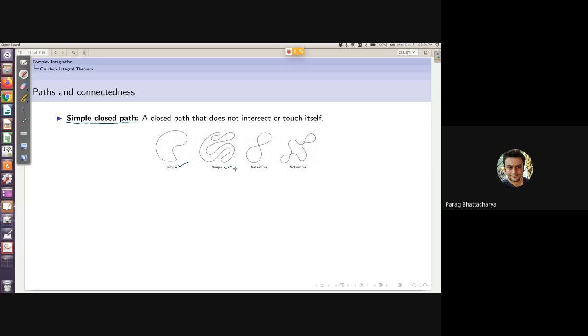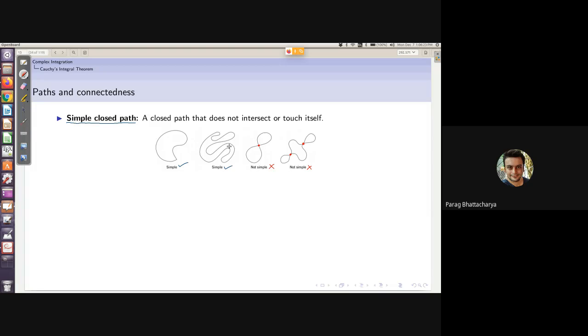Then this is an example of a simple closed path. Here, this is not a simple closed path, because the path, let's say, starts from here and again intersects itself at this point. So this is not a simple closed path. Again, this one touches itself at this point and at this point, so this is also not a simple closed path.